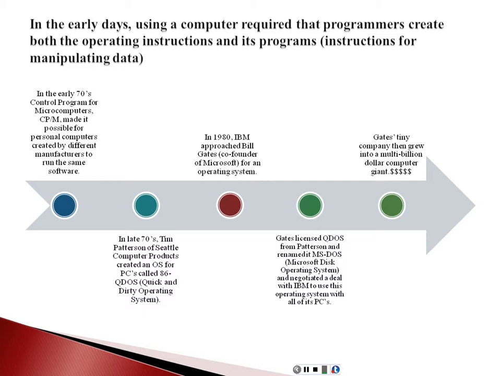Gates didn't come up with DOS. He actually licensed it from the individual who did, and then he made a deal with IBM to use it on all PCs. And the rest is history from DOS, and we're going to talk about DOS and what that is. Now we have Windows, and then of course on the other side is the Apple operating systems or Mac operating systems, and we'll talk about those too.